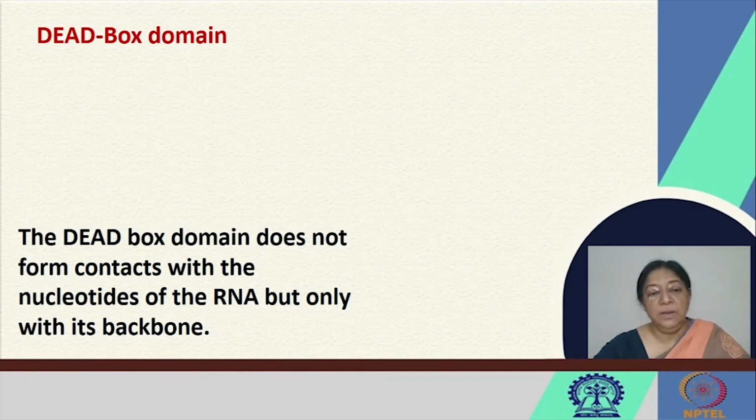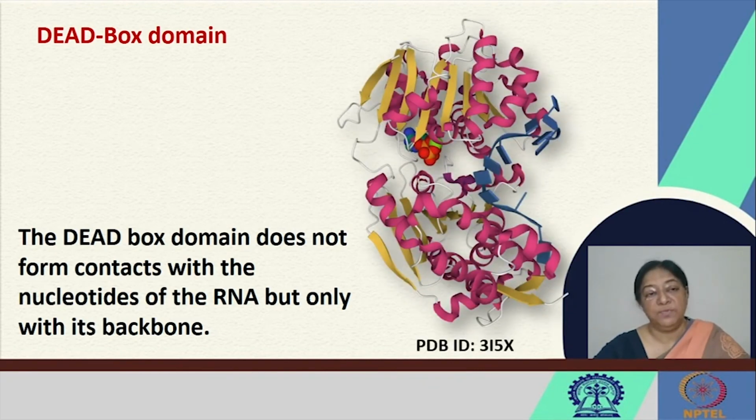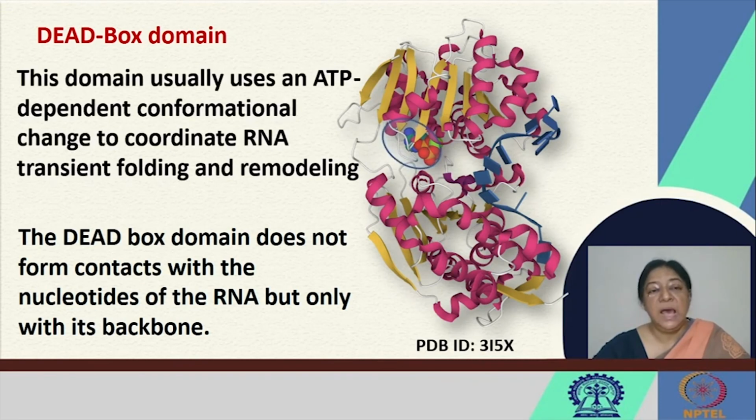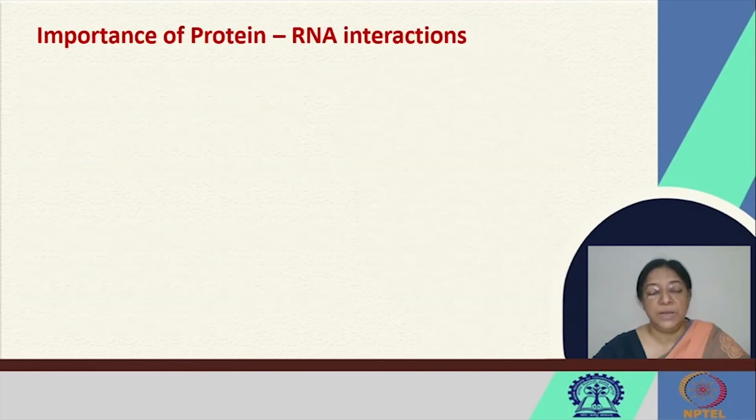The DEAD box domain is another domain that does not form contacts with the nucleotides, but again interacts with only the backbone of the RNA. This domain usually uses an ATP-dependent conformational change to coordinate RNA transient folding and remodeling. This is an extremely important aspect of several functionalities associated with RNA, the transient folding and the remodeling of the RNA that is brought about by an ATP-dependent conformational change to the DEAD box domain.